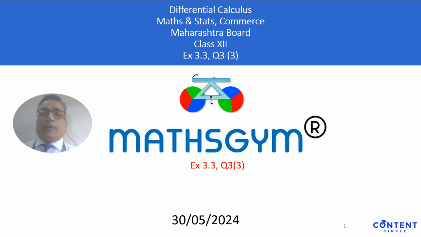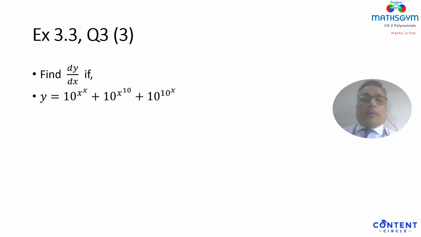In this lesson, we are going to learn about a problem from Differential Calculus, Maths and Stats, Book 1, Commerce Stream, Maharashtra Board. It is from exercise 3.3, question number 3.3. Find dy by dx if y is equal to 10 to the power x to the power x plus 10 to the power x to the power 10 plus 10 to the power 10 to the power x.